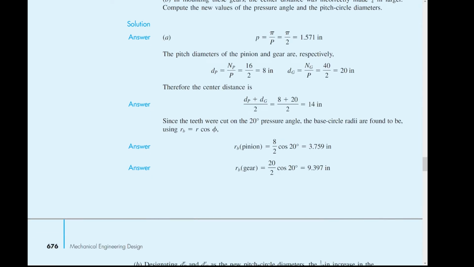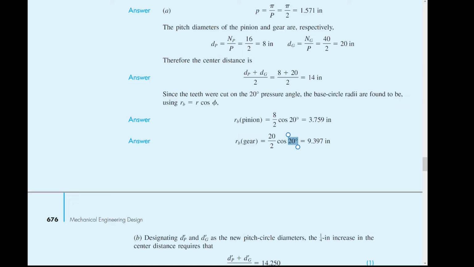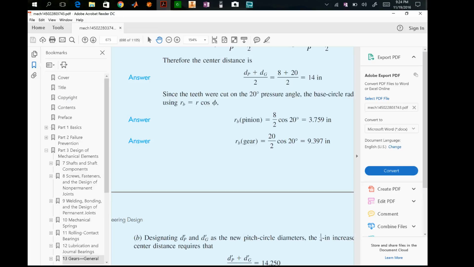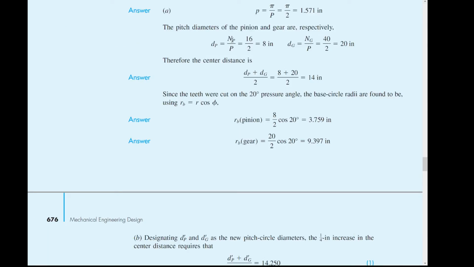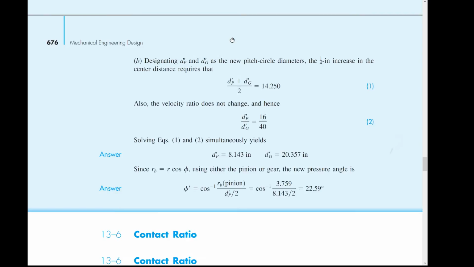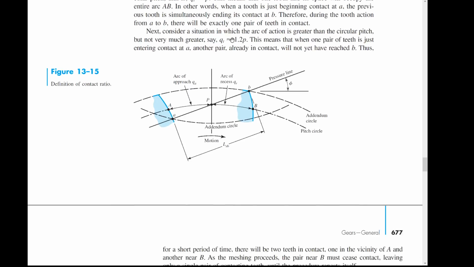Since the teeth were cut on a 20-degree pressure angle, the base circle radii are found using RB equals R cosine of phi. RB pinion equals 8 over 2 cosine. Alright, I'm getting tired, so maybe we'll cut this short. Try to get through this. Maybe do contact ratio.